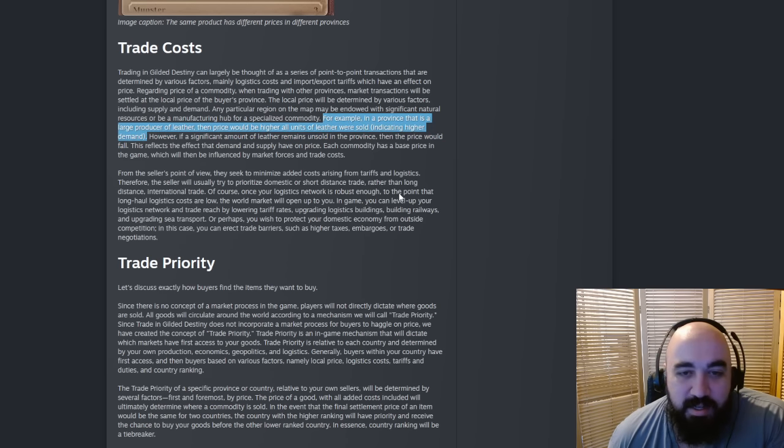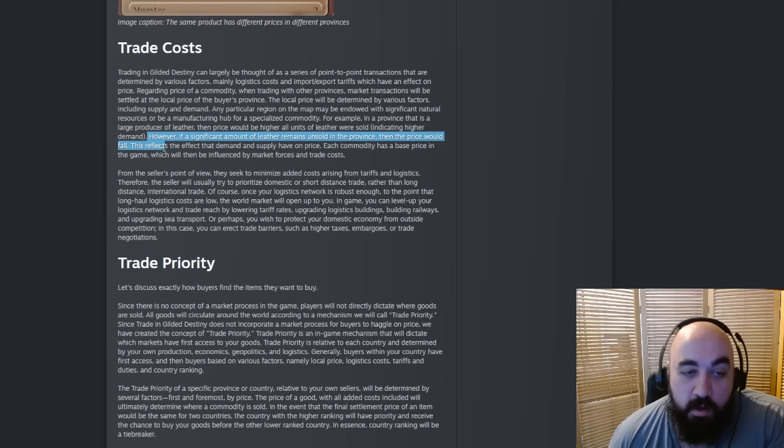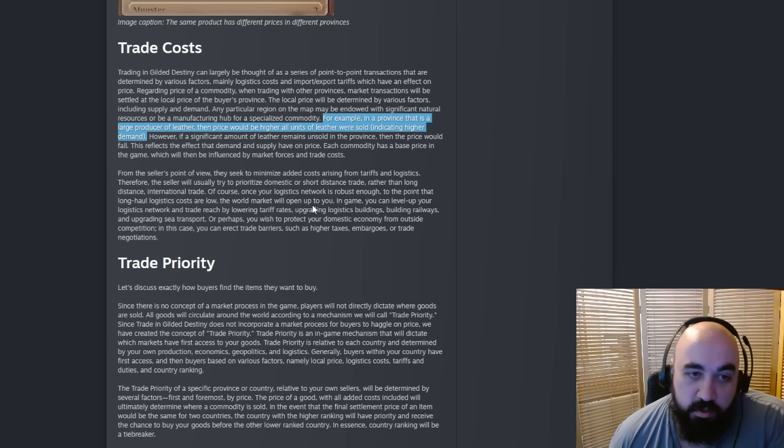What? Okay, well, let's just assume that it makes sense that if it's a producer of leather, the price should be lower. Okay. However, maybe it's higher quality leather and it's more expensive. However, if a significant amount of leather remains unsold in a province, then the price would fall. Okay, so the goods just won't end up selling, and you have to try and transport them down. That sentence is just horribly constructed. Or I'm just stupid. I don't know. The truth hurts either way, I suppose.